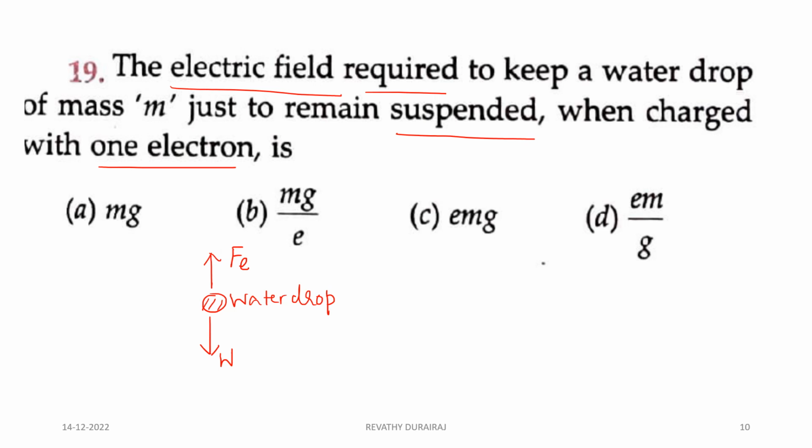So the electrostatic force is e times the electric field E, and the weight of the water drop is m times g. m is the mass of the water drop given. So we have to find E equals mg by e. So this is the answer.